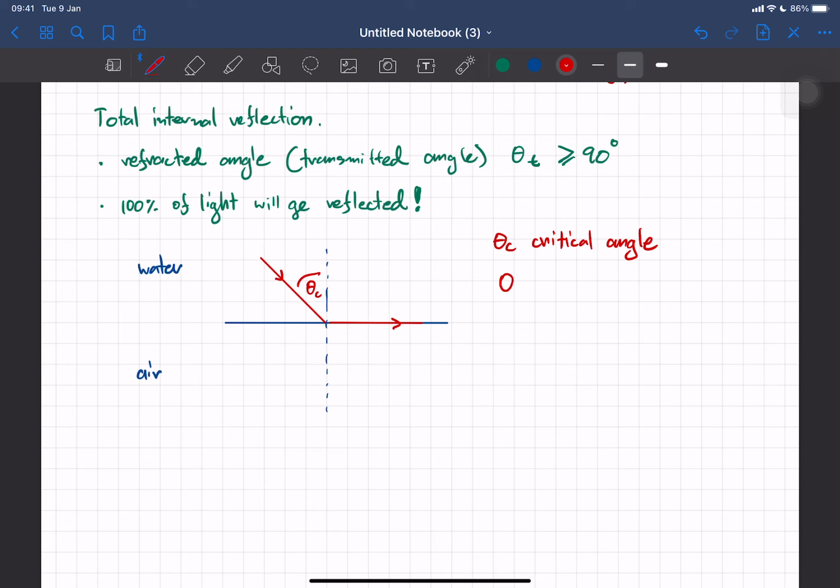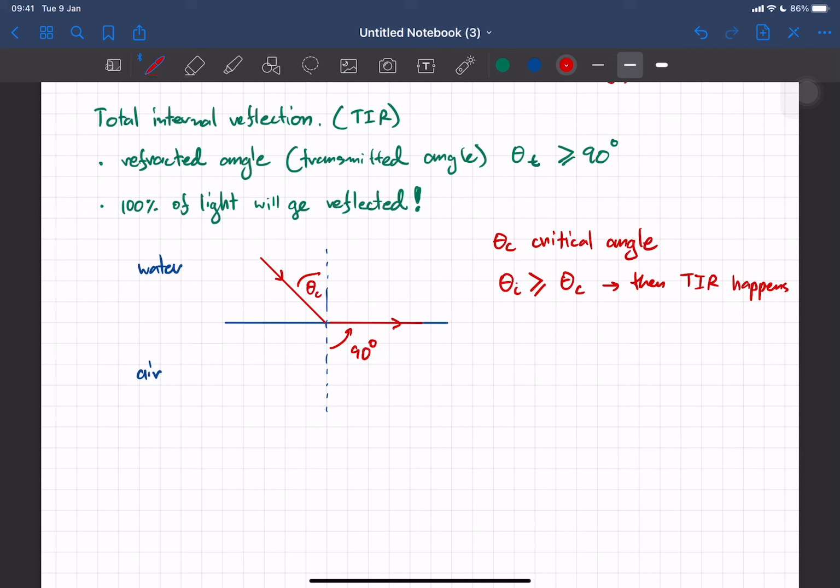So that means if the incident angle is larger or equal to the critical angle, then total internal reflection, which I will abbreviate with TIR, happens. So the critical angle is the angle of incidence that makes the refracted angle equal to 90 degrees.